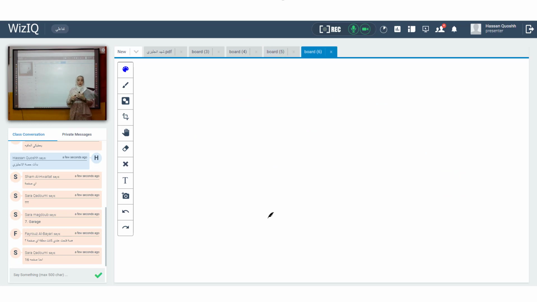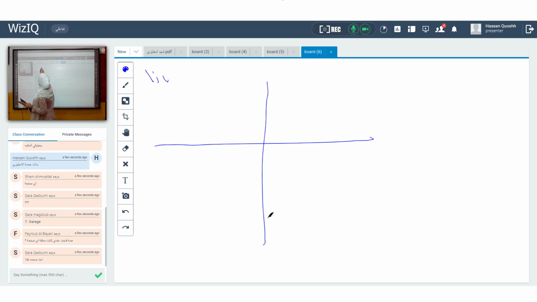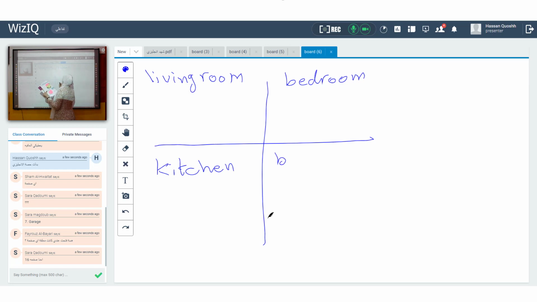Now, question number three. We have a table. The first one, living room. Second one, bedroom. Now I need your participation, I want your participation to put it in the notebook. Eighth grade, ninth grade. Okay, bedroom and kitchen. And bathroom. Okay. We have words we'll put in the table.